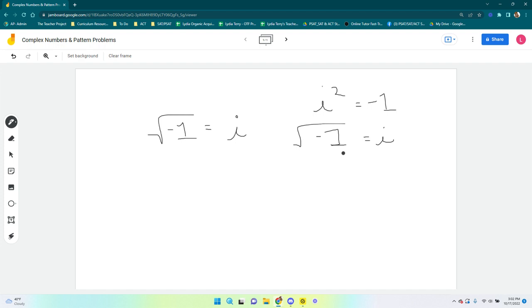A complex number is some number that uses i, like 3i, or i plus 2. These are complex numbers, okay? When we're dealing with i, it can often be a little bit confusing when you take a power of i. So let's talk about the powers of i.